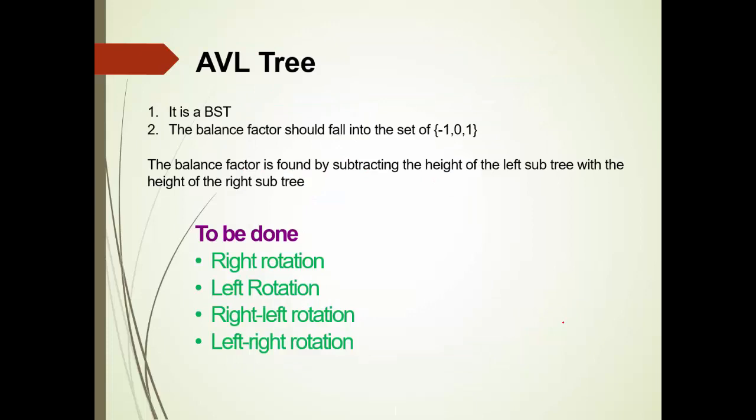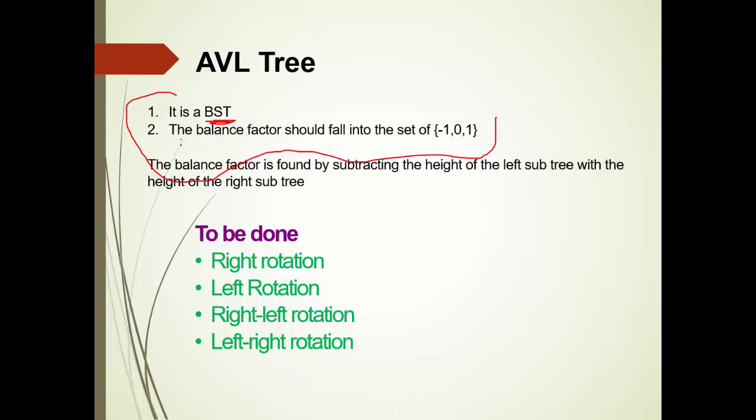So then an AVL tree. What about an AVL tree? An AVL tree will have these conditions. The first condition is that it should be a binary search tree. A binary search tree, as we have seen, has all the left elements less than the root and right elements greater than the root.